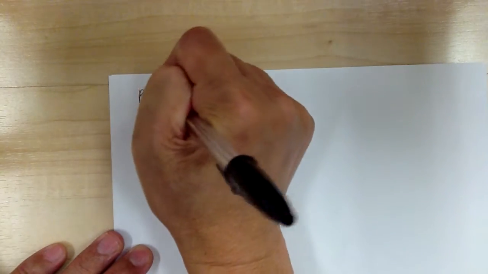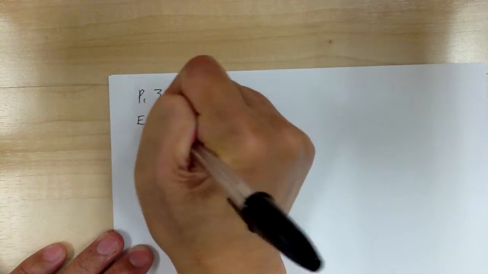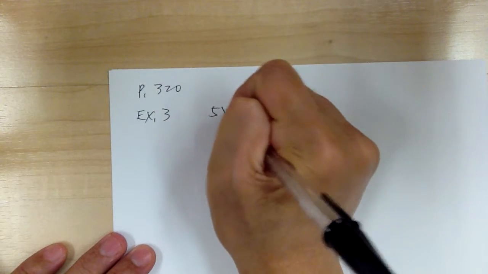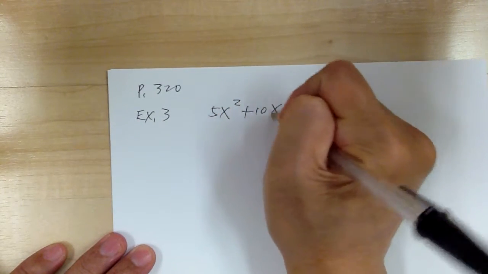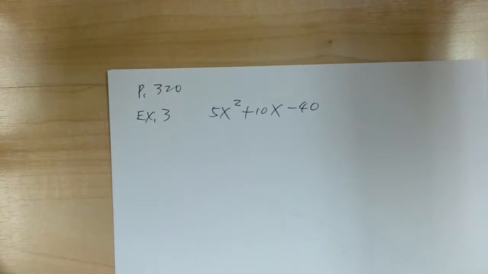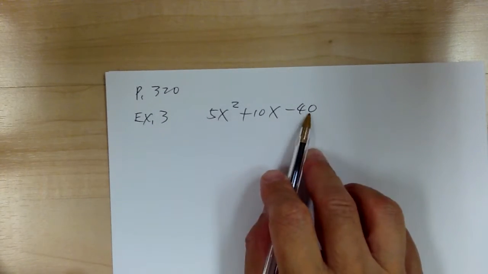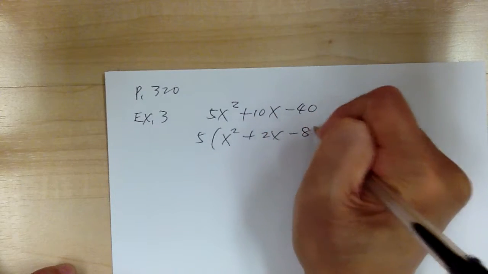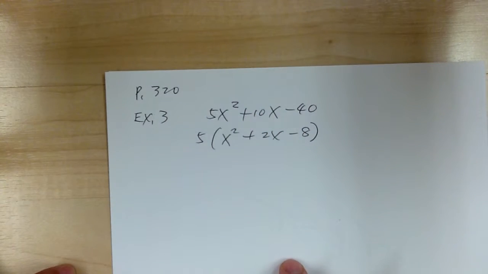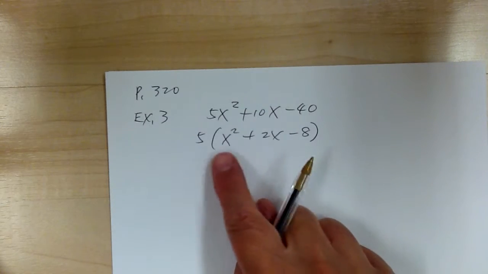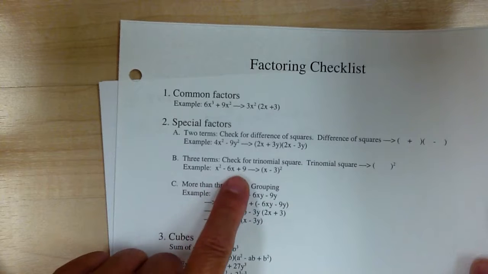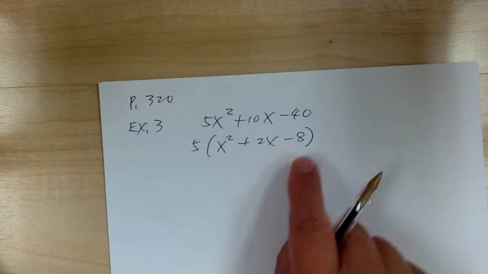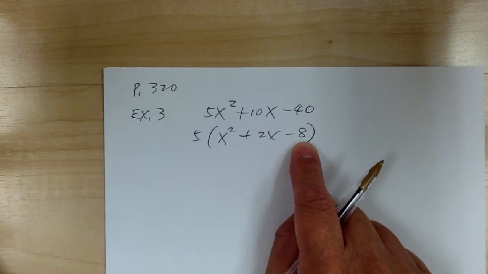Okay, let's go to example 3. You have 5x squared plus 10x minus 40. So step 1, common factor: 5, 10, and 40, you can factor out the 5. So you get x squared plus 2x minus 8. So that's your step 1. Then you go to step 2. Okay, step 2, 3 terms. Again, if you look over here, 3 terms, you check for the perfect squares. Okay, so this one is not a perfect square, so that's not it.